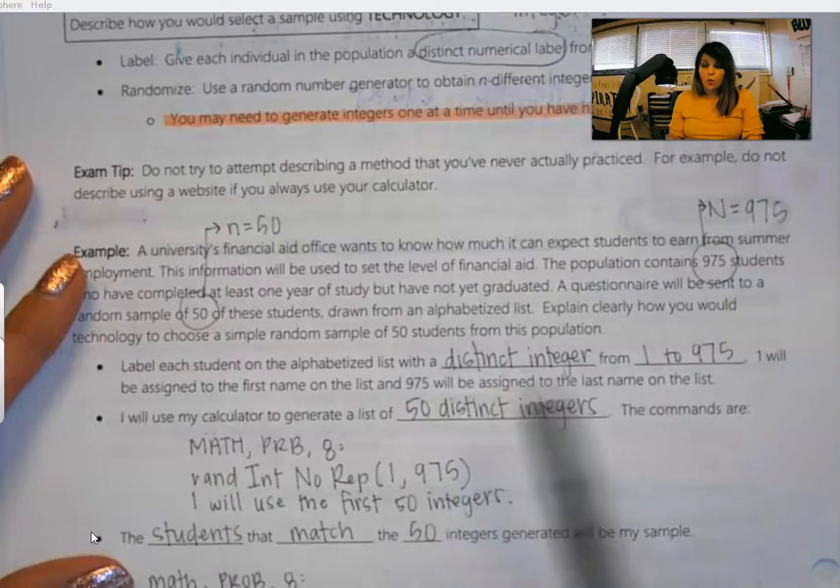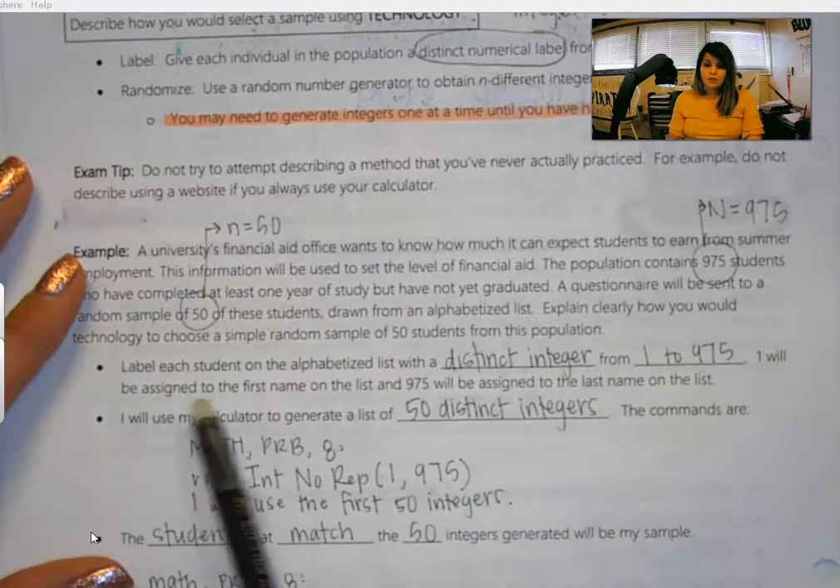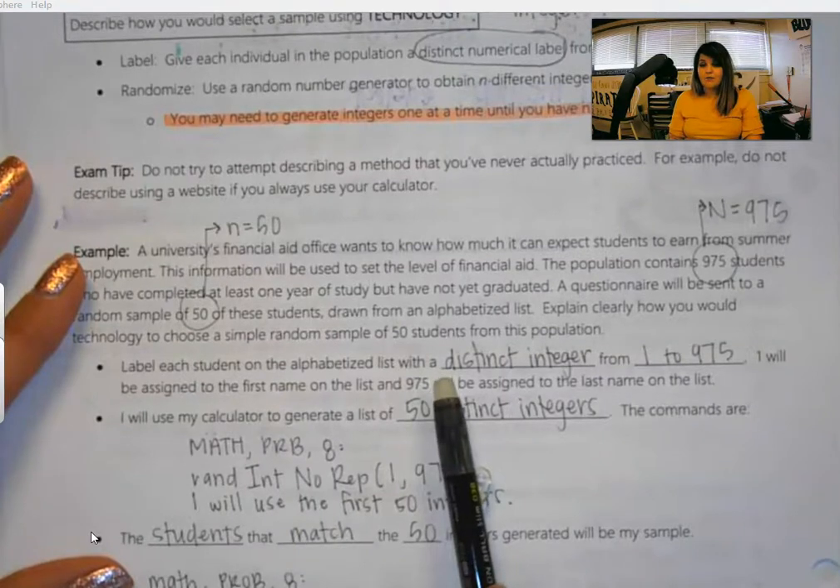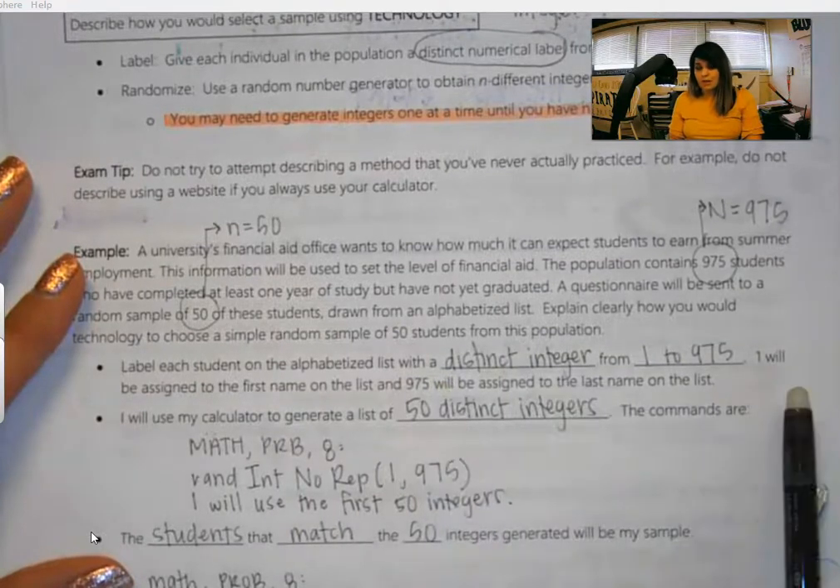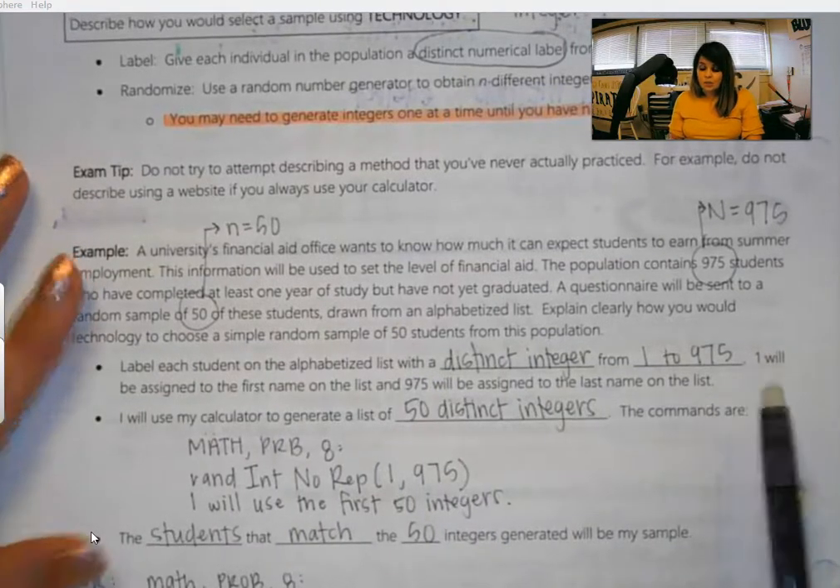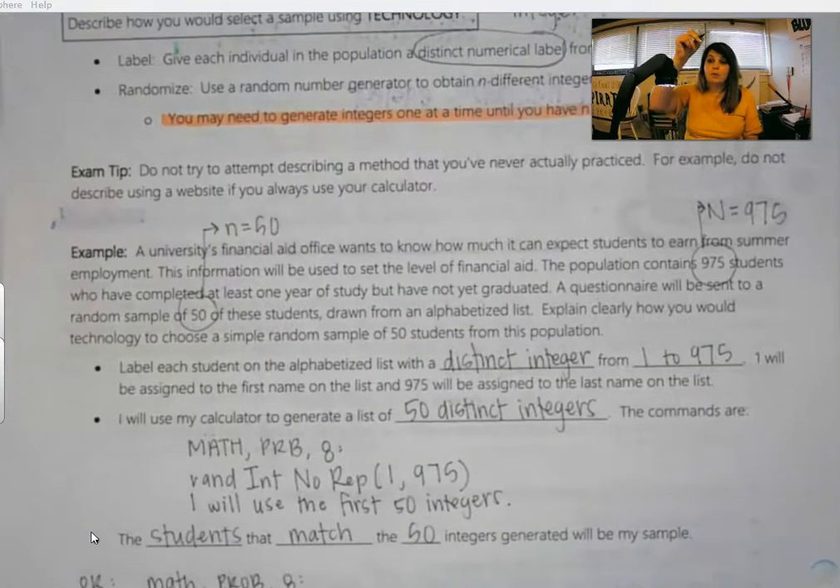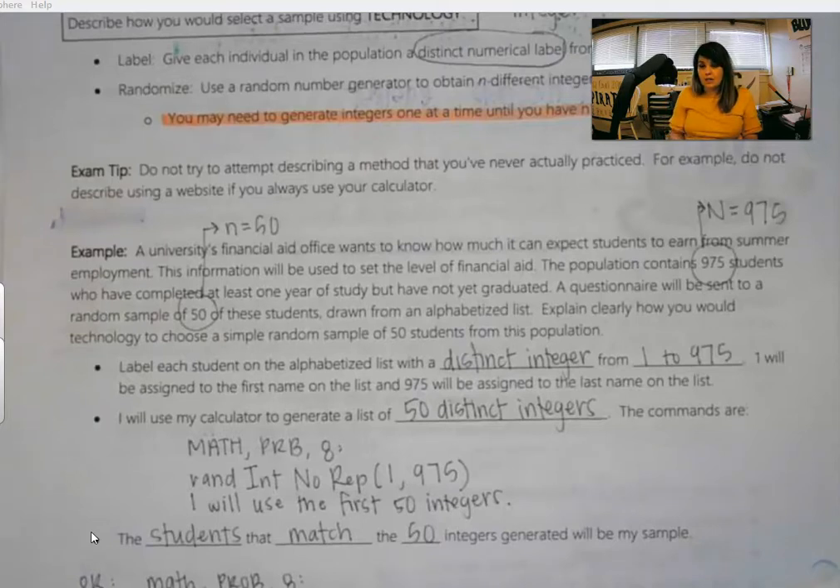1 will be assigned to the first name on the list, and 975 will be assigned to the last name on the list. So I'm just trying to be as clear as possible how you would do this. You would have a list of students in alphabetical order, and you would literally write on the paper 1, 2, 3, 4, 5, 6, 7, 8, 9, 10, all the way down to 975.